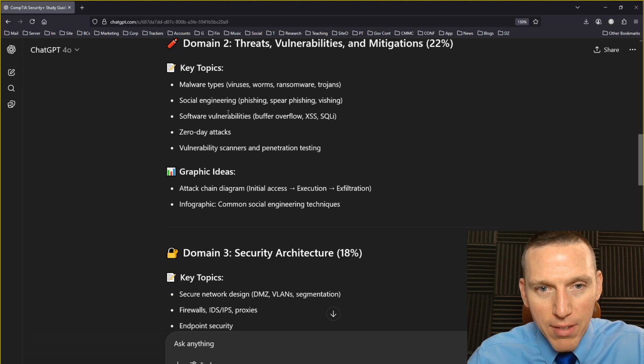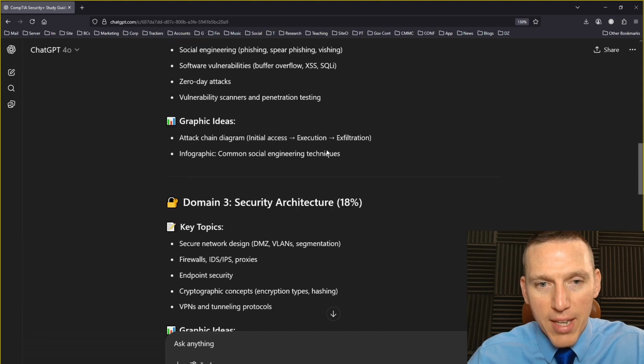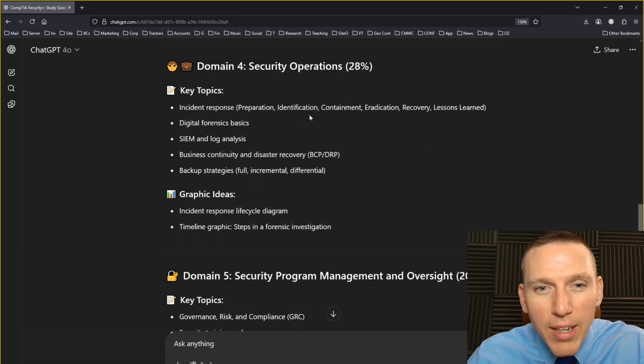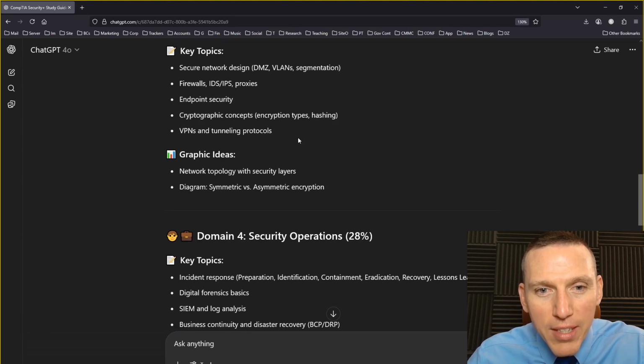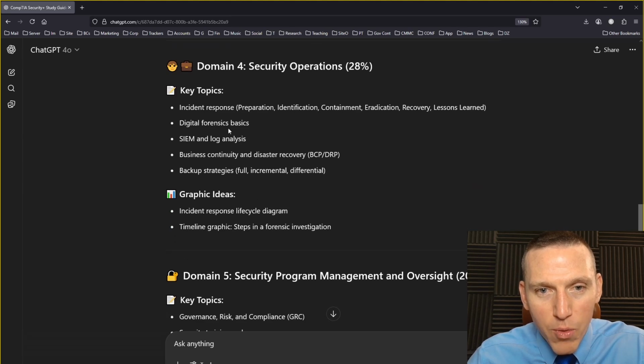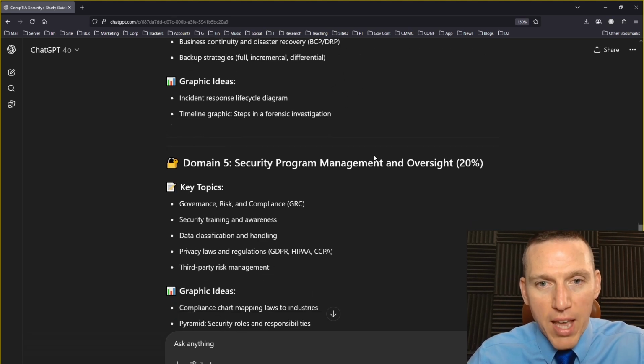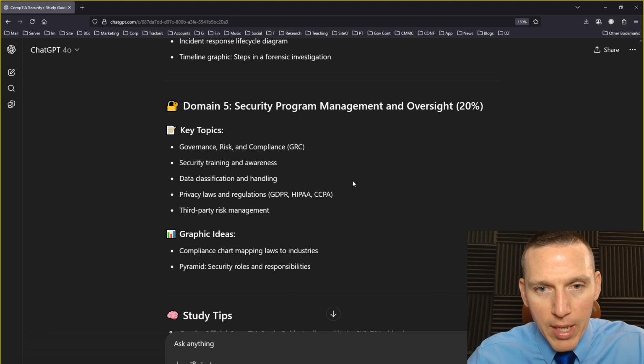Okay, social engineering, phishing, spear phishing, vishing. It's missing some. Buffer overflow, cross-site scripting, SQL injection, zero-day attacks, vulnerability scanners, penetration testing. This really doesn't tell us too much. DMZs, VLAN segmentation, okay, IPS, and then proxies, VPN tunneling protocols, SIEM, forensics basics. It doesn't really tell us preparation, identification, containment, eradication, recovery, lessons learned. Okay, so it does tell the steps here. BCP, DRP, business continuity planning, disaster recovery planning, and then GDPR, HIPAA, CCPA, GRC.